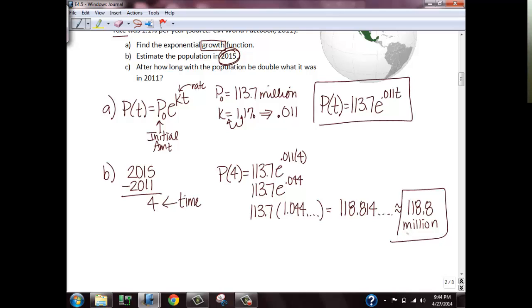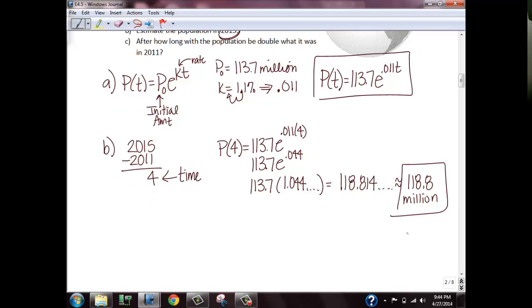Okay, so part C is going to ask us to find something the other direction. Instead of giving us a time and asking us for the population, they're going to give us a population, and we have to figure out how much time until we reach that population. So here it says, how long would the population be double what it was? I think this is supposed to be will. Sorry, typo. How long will the population be double what it was in 2011?